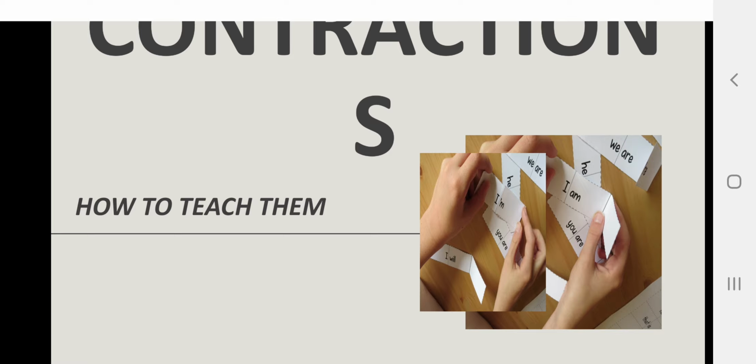So when it comes to contractions, some of us make the mistake of expanding them, reading them in their expanded form, while the contractions are written in their contracted form. So let's see how to teach contractions.